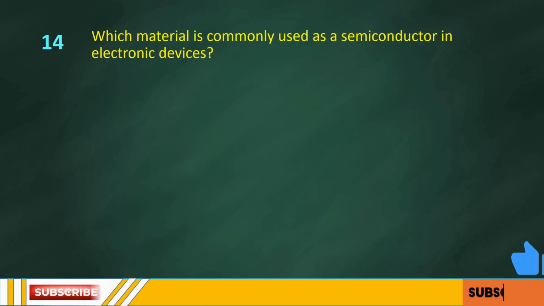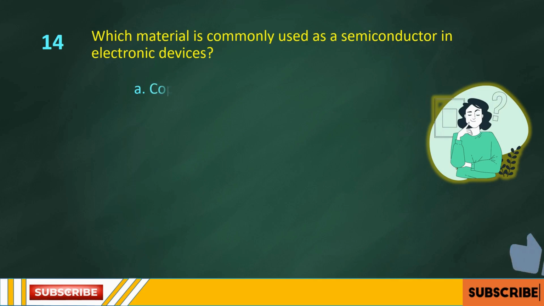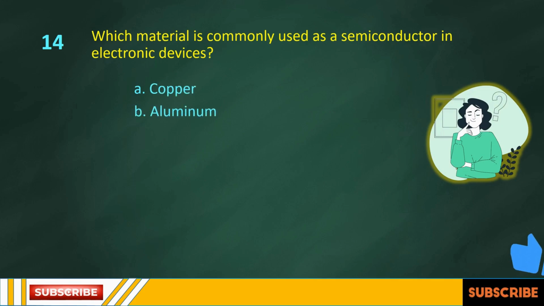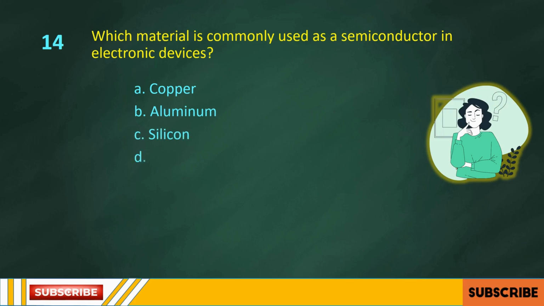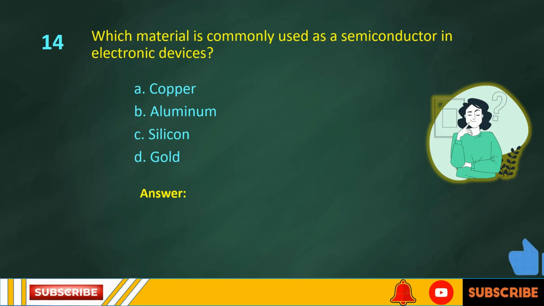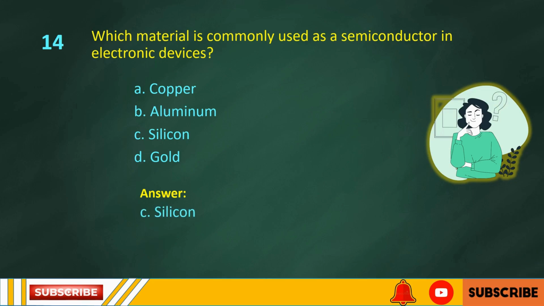Which material is commonly used as a semiconductor in electronic devices? A. Copper. B. Aluminum. C. Silicon. D. Gold. Answer is C. Silicon.